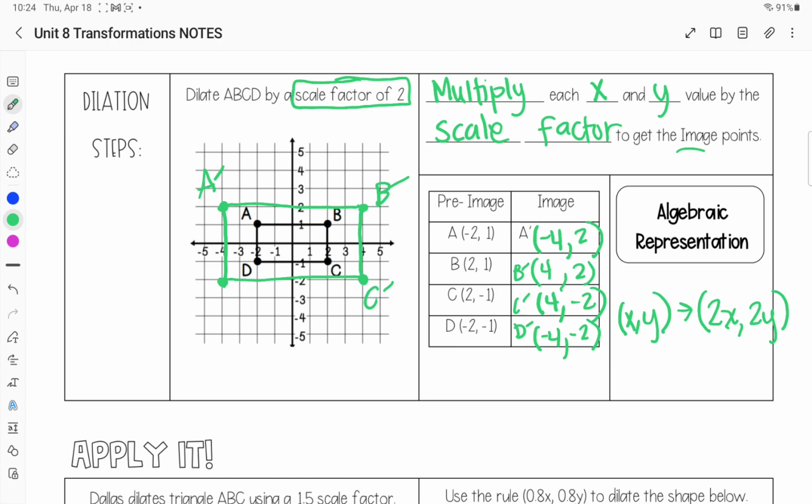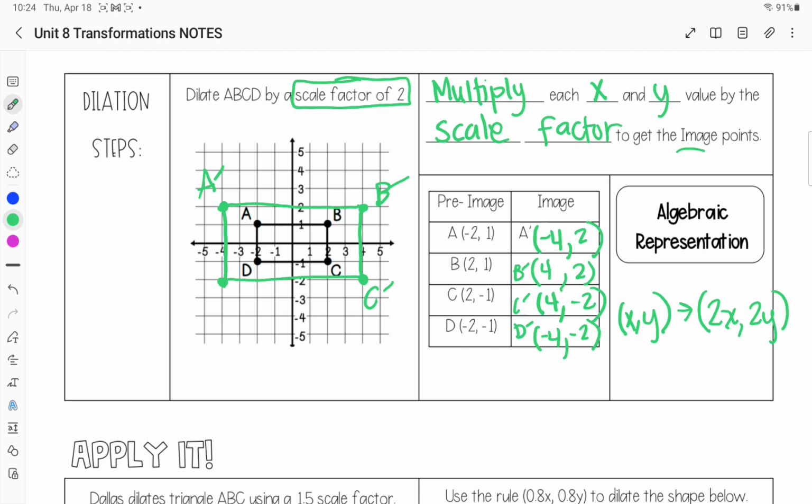So if our scale factor is bigger than 1, it's going to get bigger. If it's smaller than 1, it's going to get smaller. If it is 1, it's not going to change. If I multiplied all of these points by 1, it would be exactly the same. I would have graphed the exact same thing. But since I multiplied by 2, everything got 2 times bigger. So that's what that means. If we multiply it by a fraction, it's going to get smaller.